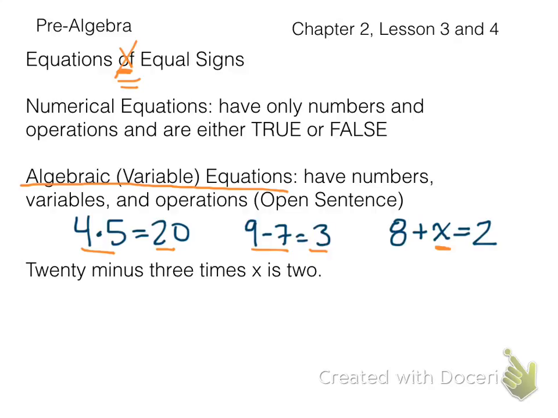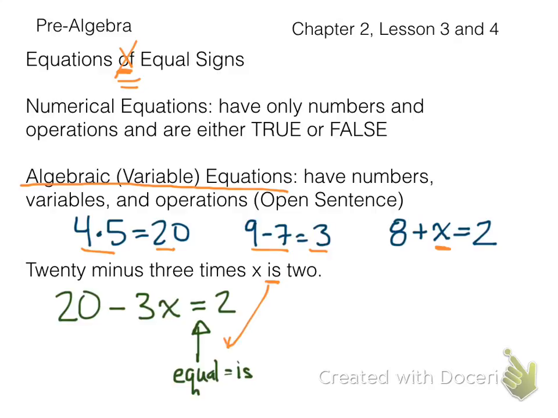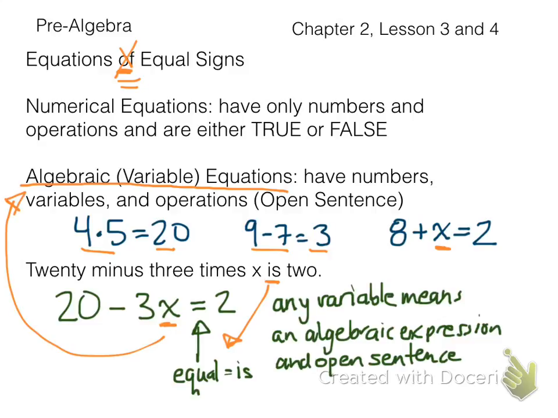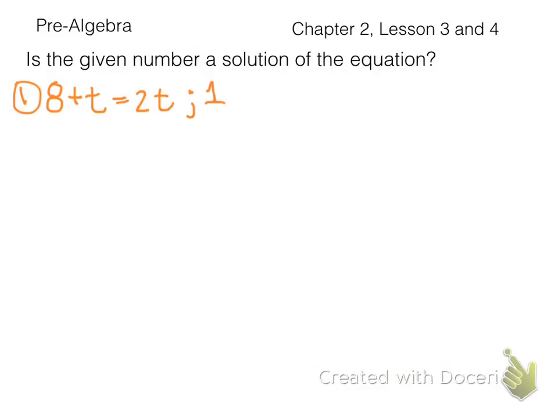So let's go ahead and convert 20 minus 3 times x is 2 to a numerical equation. While 20 minus 3x, or 3 times x, is 2. Just remember the is means equal sign, okay? But since there's a variable, that means it is an algebraic expression, and therefore it is an open sentence. All right, any variable means an algebraic expression, and it is an open sentence. All right, I've got 2 more problems left.